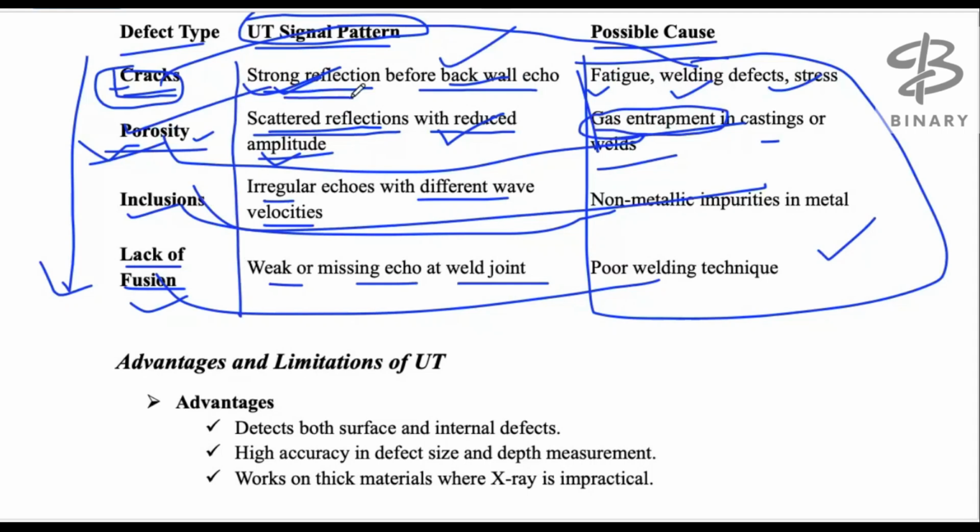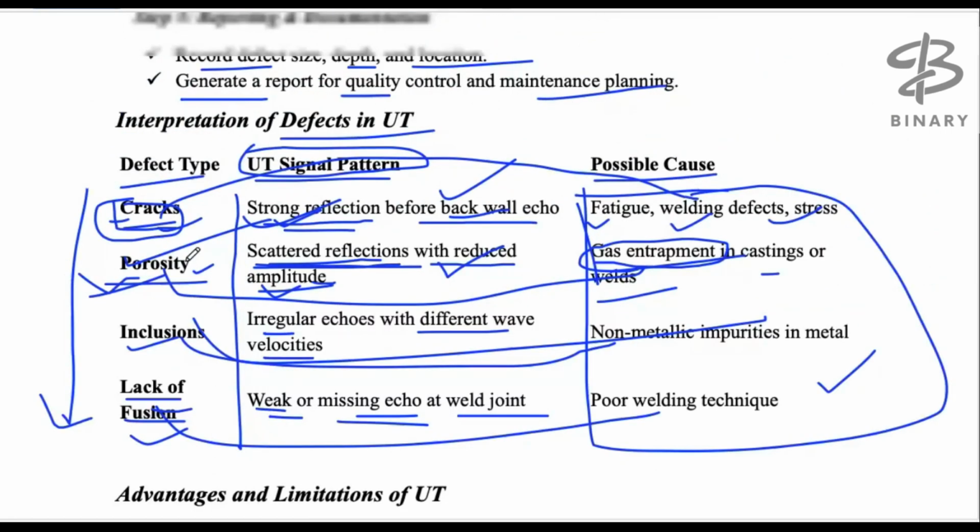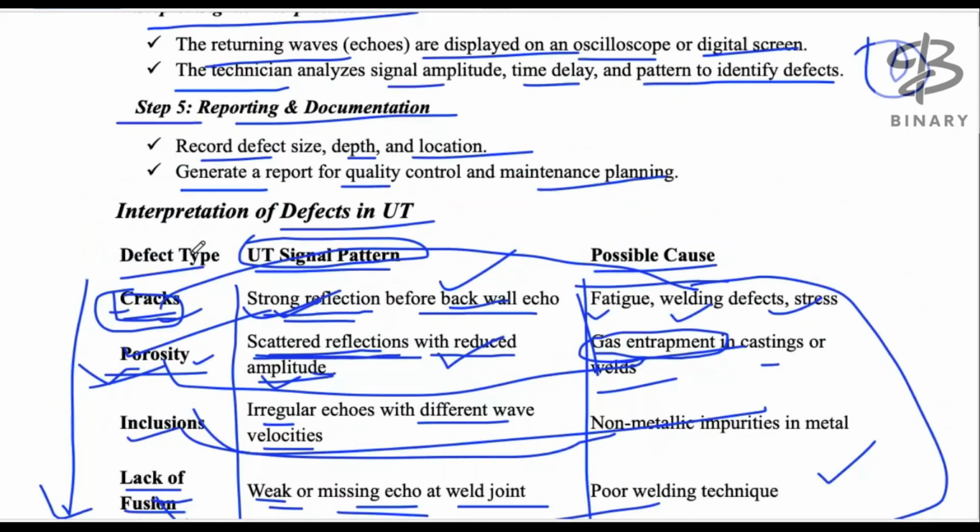If we have a strong reflection, then it means we have a crack. If we have scattered reflections with reduced amplitude, then it is an indication that we have a porosity defect. If irregular echoes with different wave velocities are what we get, it means that we have an inclusion defect in the component where we have done the testing. If we have weak or missing echoes at a weld joint, then it is a simple indication that we have a lack of fusion defect. Okay, over the material where we have done the UT, meaning ultrasonic testing.